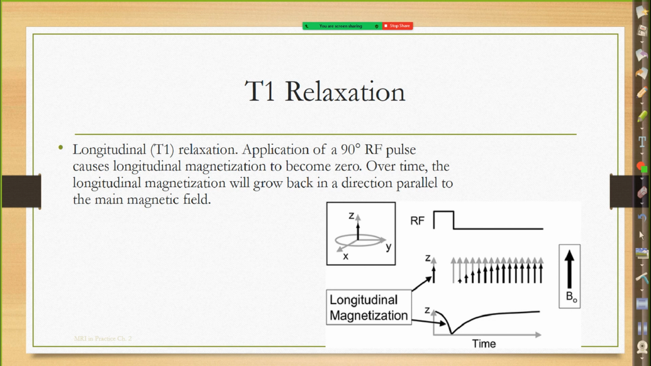Okay? Apply RF pulse, turn it off, tissues relax back up. And this is what the vector looks like as it regrows. But our tissues can't go past 100%. That's why it plateaus off. Okay? It can never be a larger value than you originally started with, right? It will always plateau off at 100%.